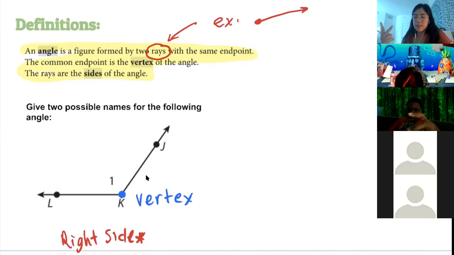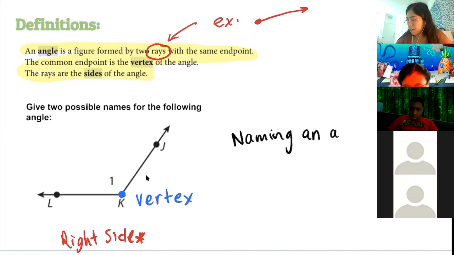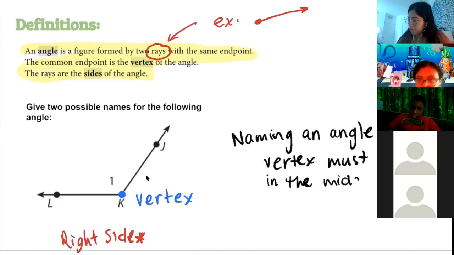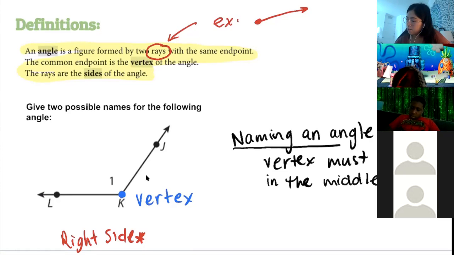There's two different ways to name an angle. The most important thing when you name an angle, and you can write this down, naming an angle: the vertex must be in the middle. Is that also on the right side? Yes, on the right side. Just write exactly how I have it here. You can do it in your notebook. So draw your picture, label it, and then just next to it, you're going to write this down. The vertex must be in the middle.